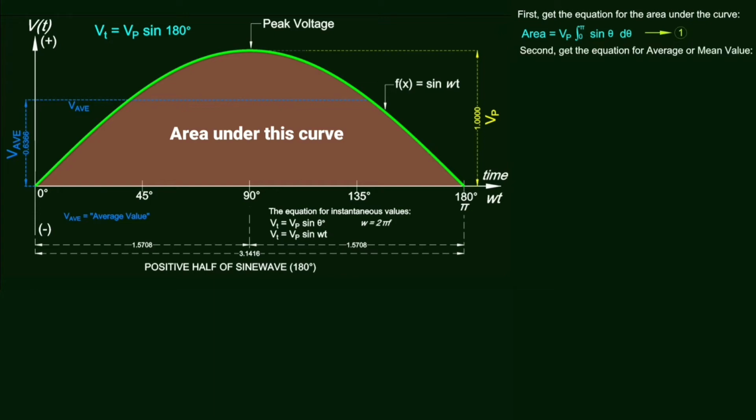Secondly, find the equation of the average or mean value. The average value is equal to the integral of the peak voltage times the function of sine theta d theta, divided by pi, the radian value below the curve or half cycle, as equation 2. The integral of the function under the sinusoidal curve is limited from 0 to pi radian.